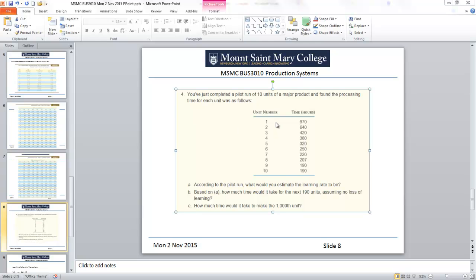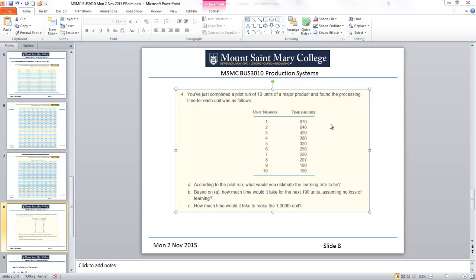What we are looking at is a table that we've recorded of the first 10 units we've produced. By way of the question, you've just completed a pilot run of 10 units of a major product and found the processing time for each unit was as follows. So we've recorded this, and we'll notice that from the first to the second, we dropped by about 30% of the time. Just to take a quick reading of what kind of numbers we're working with, very roughly, it looks like we went from 970 to 640. We're down to 2/3. We've dropped by about a third of the time just going from 1 to 2.